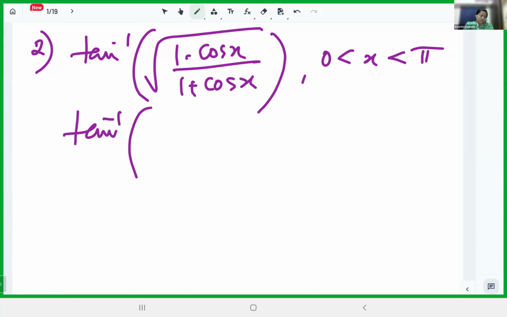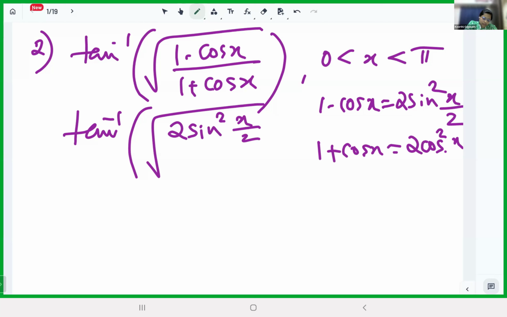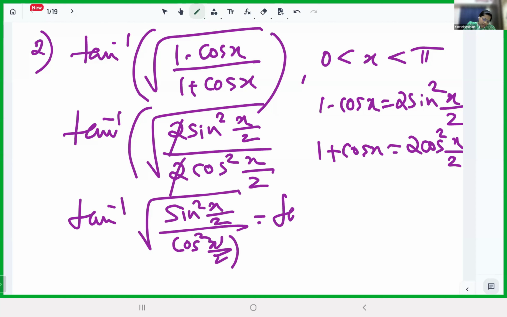Tan inverse of root of 1 minus cos x. Instead of 1 minus cos x, I can write 2 sine square x by 2. This is the identity: 1 minus cos x is 2 sine square x by 2. Similarly, 1 plus cos x is nothing but 2 cos square x by 2. So instead of 1 plus cos x, I am writing 2 cos square x by 2. Now 2 and 2 get cancelled. Then tan inverse of root of sine square x by 2 divided by cos square x by 2, which means tan inverse of sine x by 2 divided by cos x by 2. Root of sine square x by 2 is sine x by 2 and root of cos square x by 2 is cos x by 2.